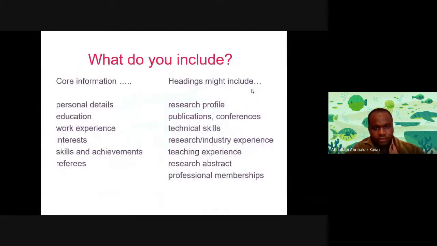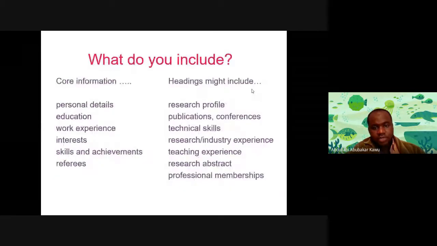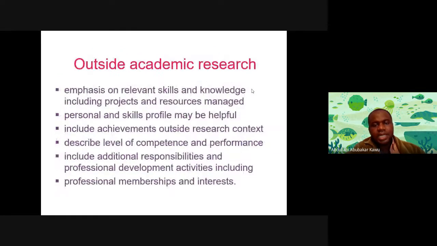So what do you include? Yes, the usual information are your personal details. And here I will explain what I mean. Never your date of birth, but we'll come to this. Then the education, your work experience, your interests, your skills, and of course, the referees. So your headings for your CV could include research profile, publication, conference, technical skill, and professional membership. This is mostly academic, of course. You can see we have mostly repeated research and all of that. So outside academic CV, of course, relevance is to skills and knowledge, which could include projects and resources managed.